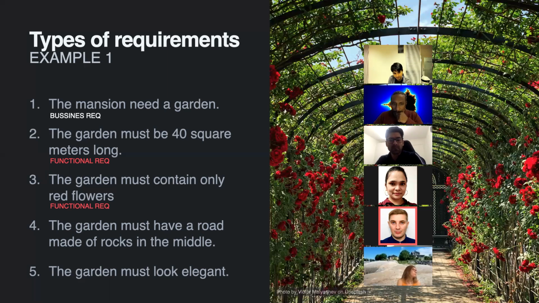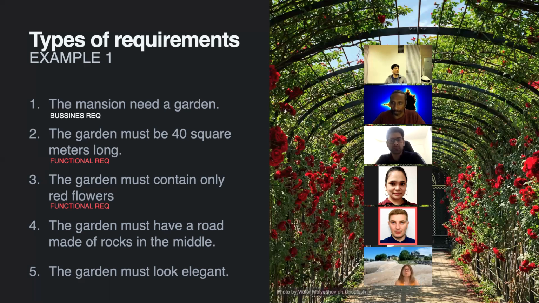So the garden must have a road. It is definitely a functional requirement, because it answers the question of what the system must do. And the second part, made of rocks in the middle. For me, it's how well it must perform. This for me is the non-functional part.